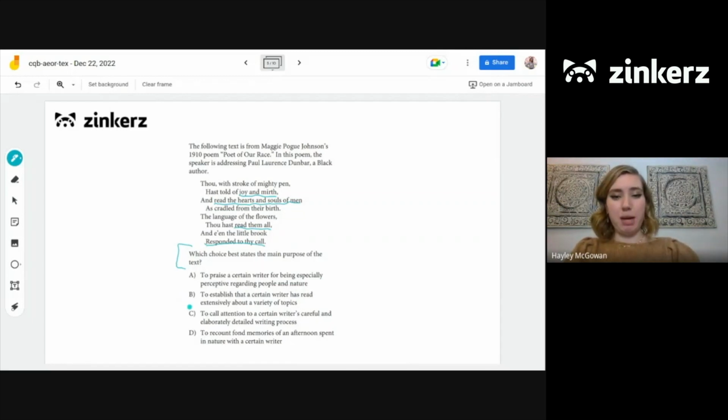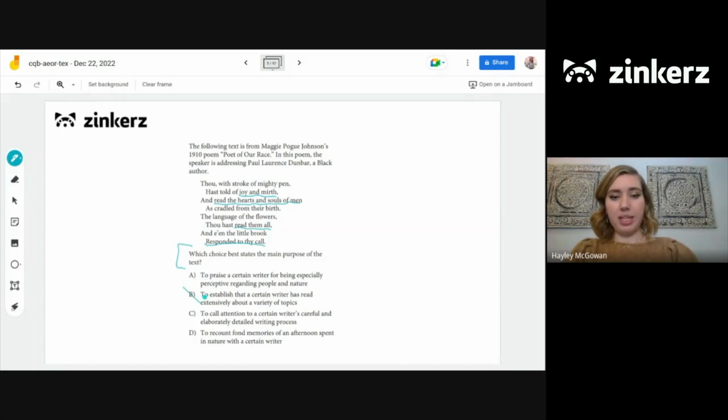So B, to establish that a certain writer has read extensively about a variety of topics. What do we think about this one? So this one does talk about this idea of him reading a lot. Like we have read the hearts and souls of men and the language of the flowers, thou hast read them all. When they're talking about reading here, we're talking about being able to understand and perceive these ideas as opposed to reading a physical book. So B would not be the best choice here.